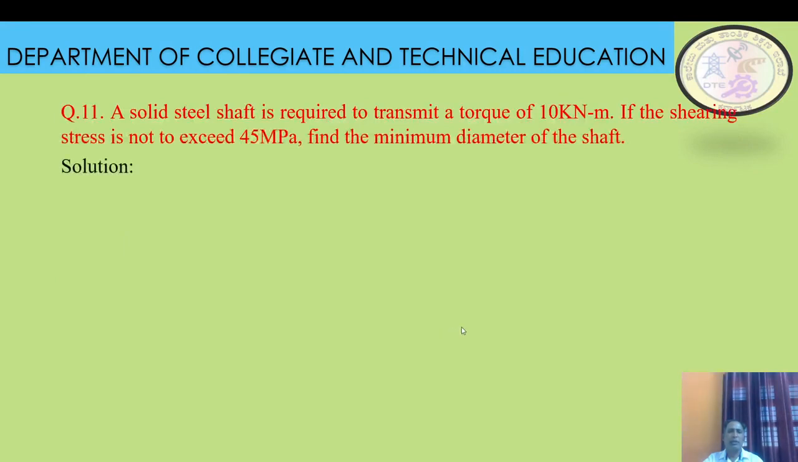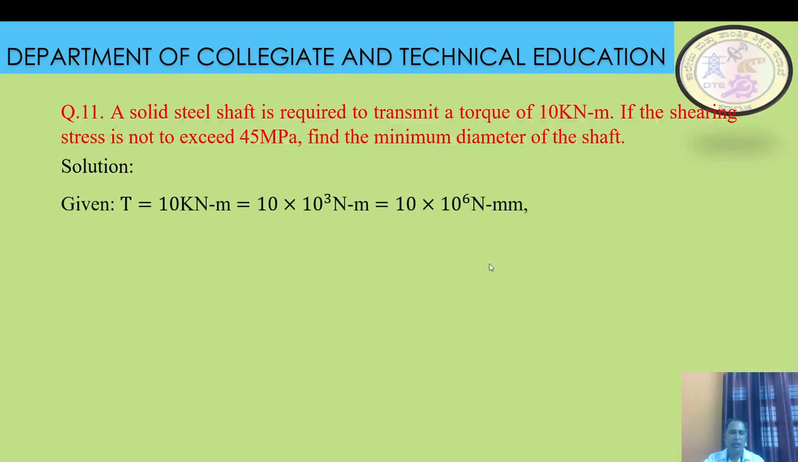A solid steel shaft is required to transmit a torque of 10 kilonewton meter. If the shearing stress is not to exceed 45 megapascal, then find the minimum diameter of the shaft. So first write down the given data.